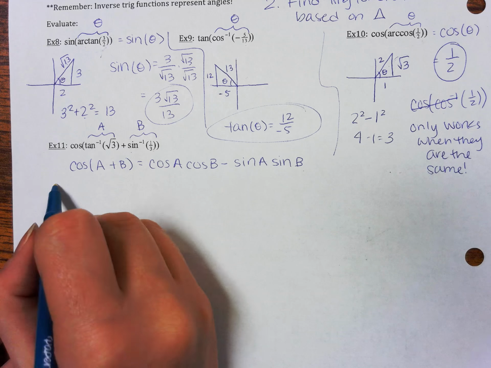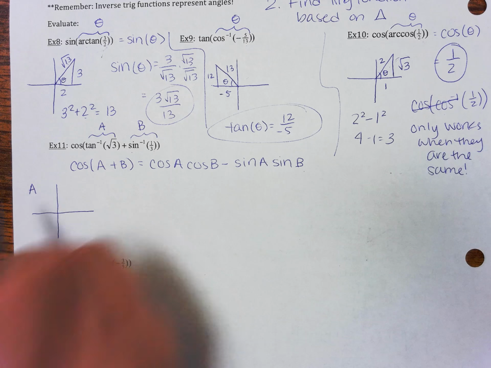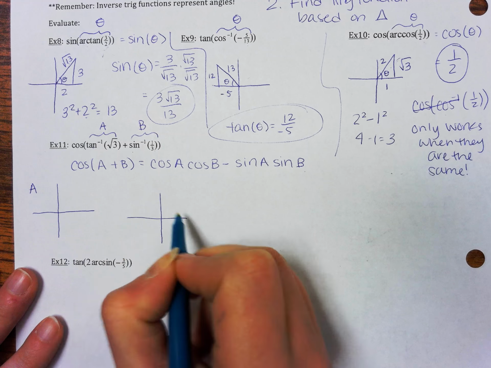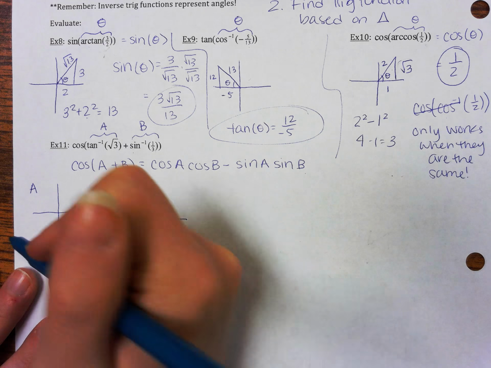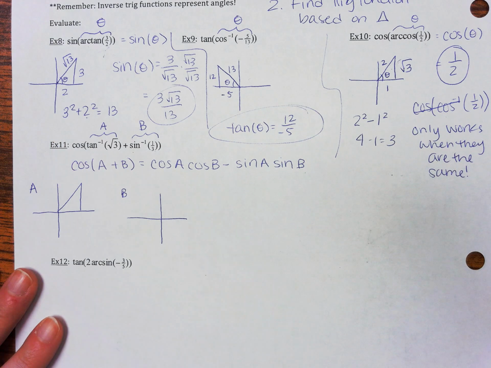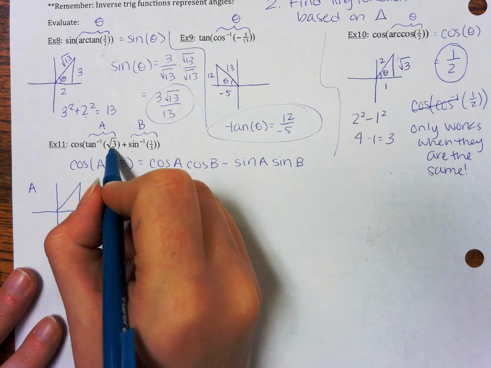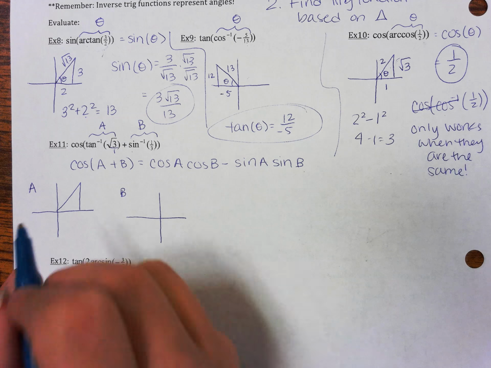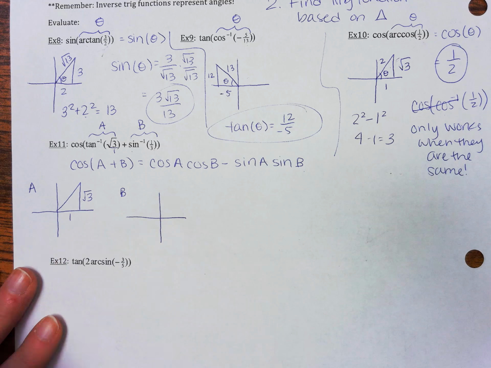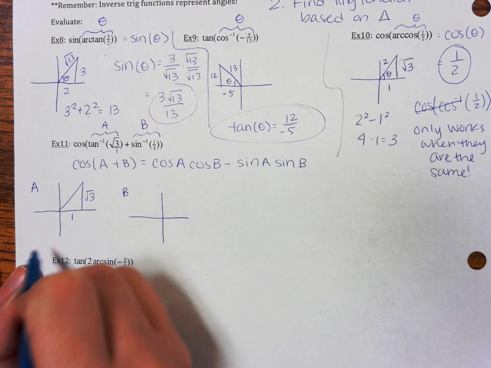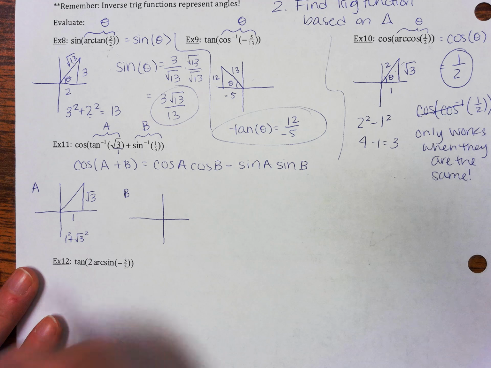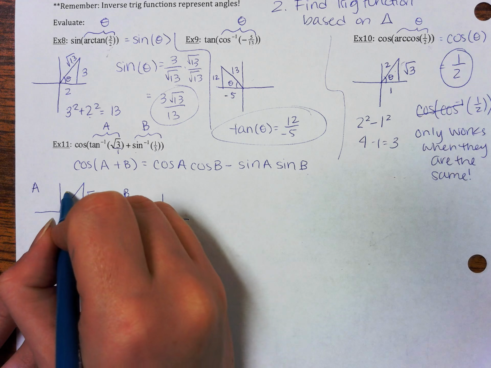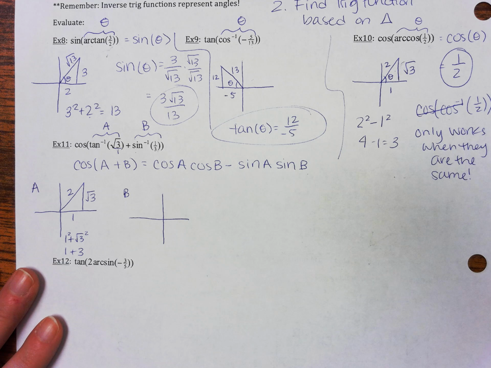So again, we're just going to draw some reference triangles. We're going to draw a reference triangle that's representing A. We'll draw a reference triangle that's representing B. It tells us that the tangent inverse is root 3. So tangent's restricted to 1 and 4. It's positive, which means we're in 1. And this is our ratio of root 3 over 1. So opposite root 3 over adjacent 1. And then we can find our other side lengths. So 1 squared plus root 3 squared is 1 plus 3, which is 4. Take the square root, we get our hypotenuse is 2.